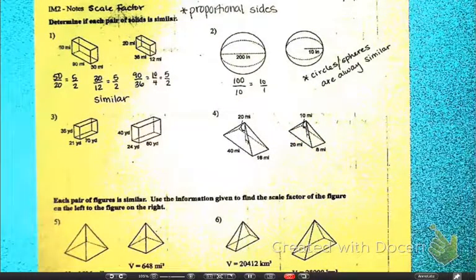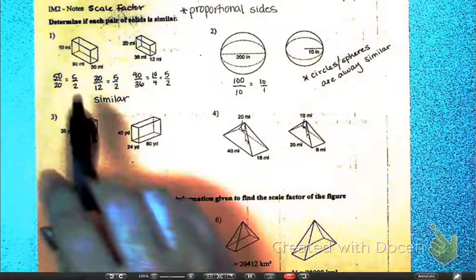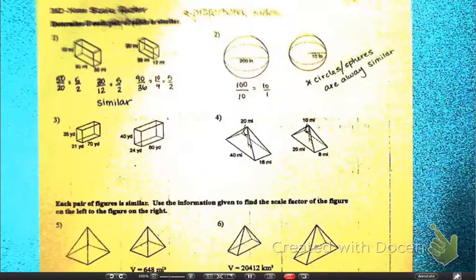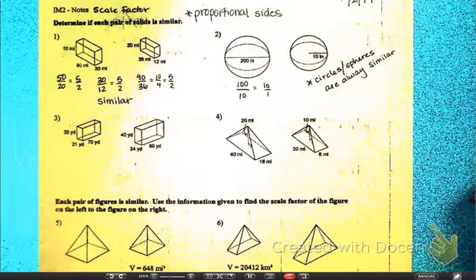Remember, scale factors are ratios, so it needs to be a reduced fraction, no decimals. And you can put it in any order you want. Like here we went big to small. You can go small to big. Just make sure you read the directions. If it tells you specifically, I'll look for your answer that way.